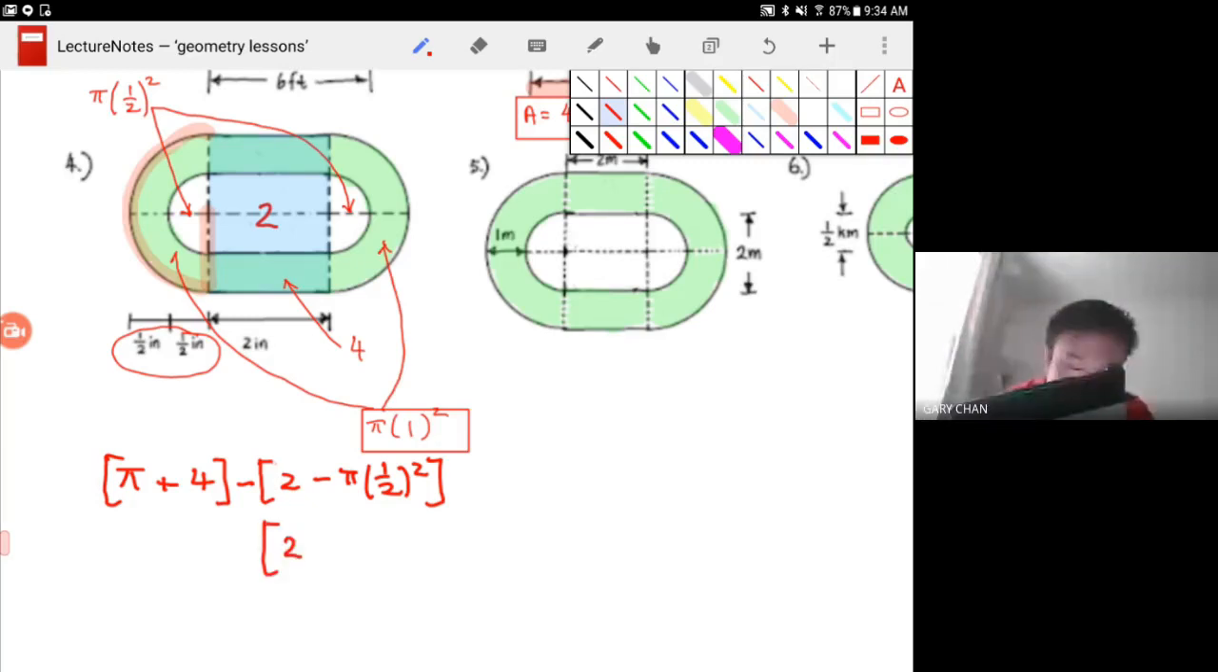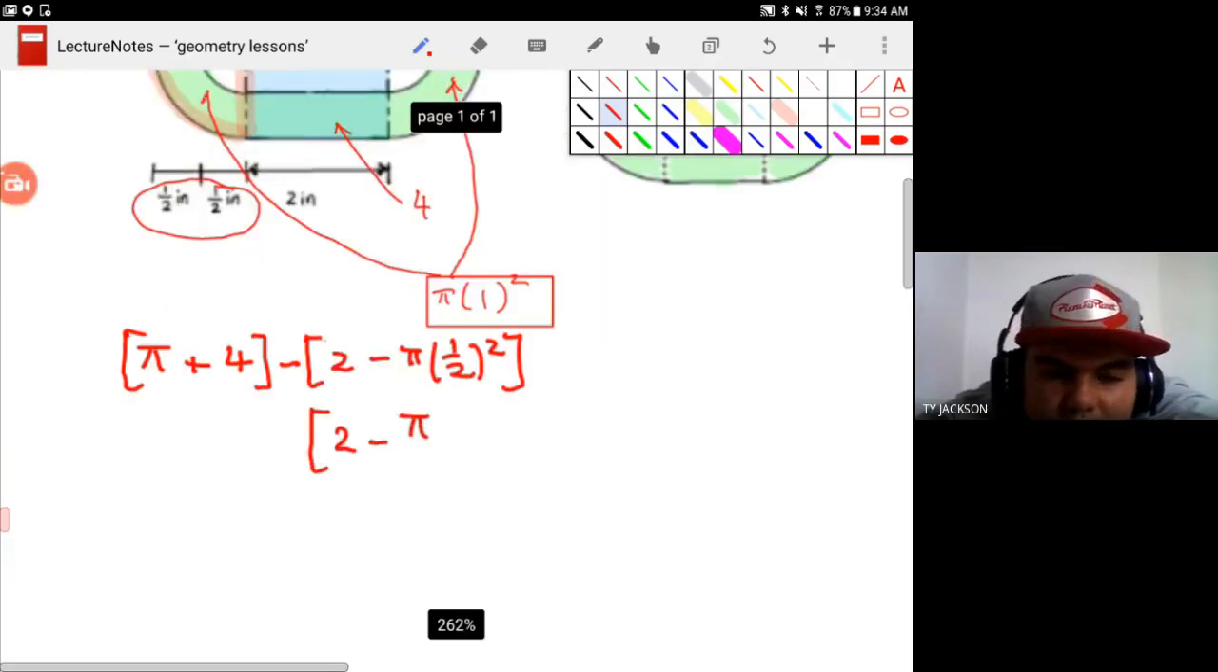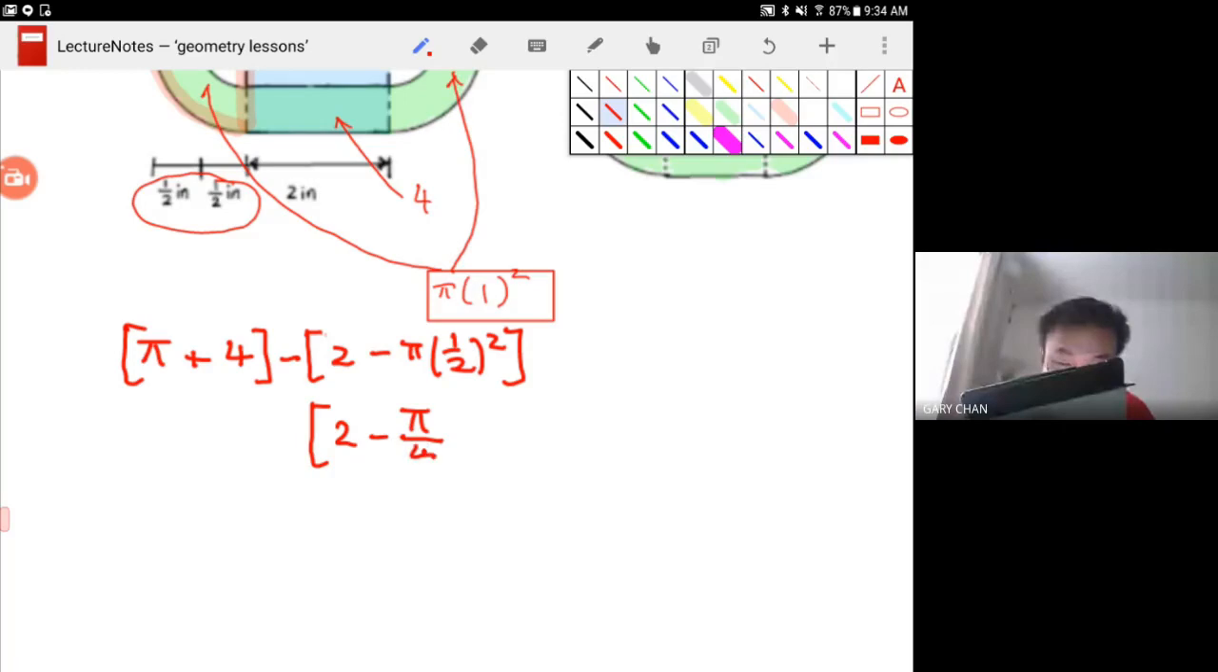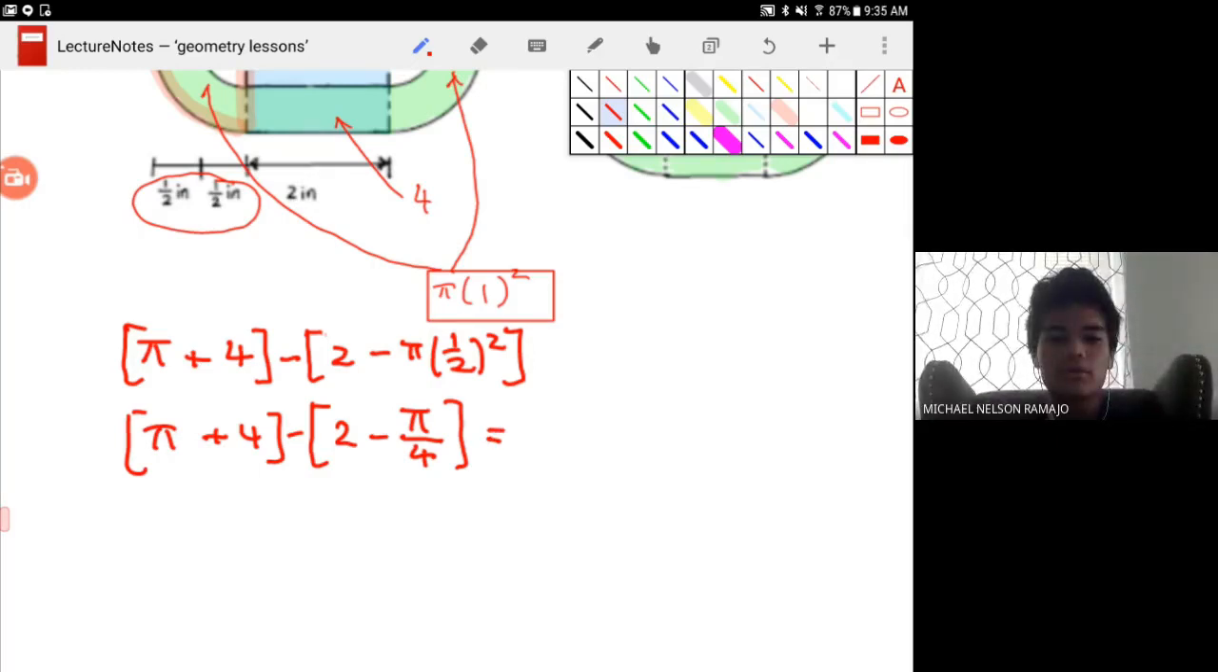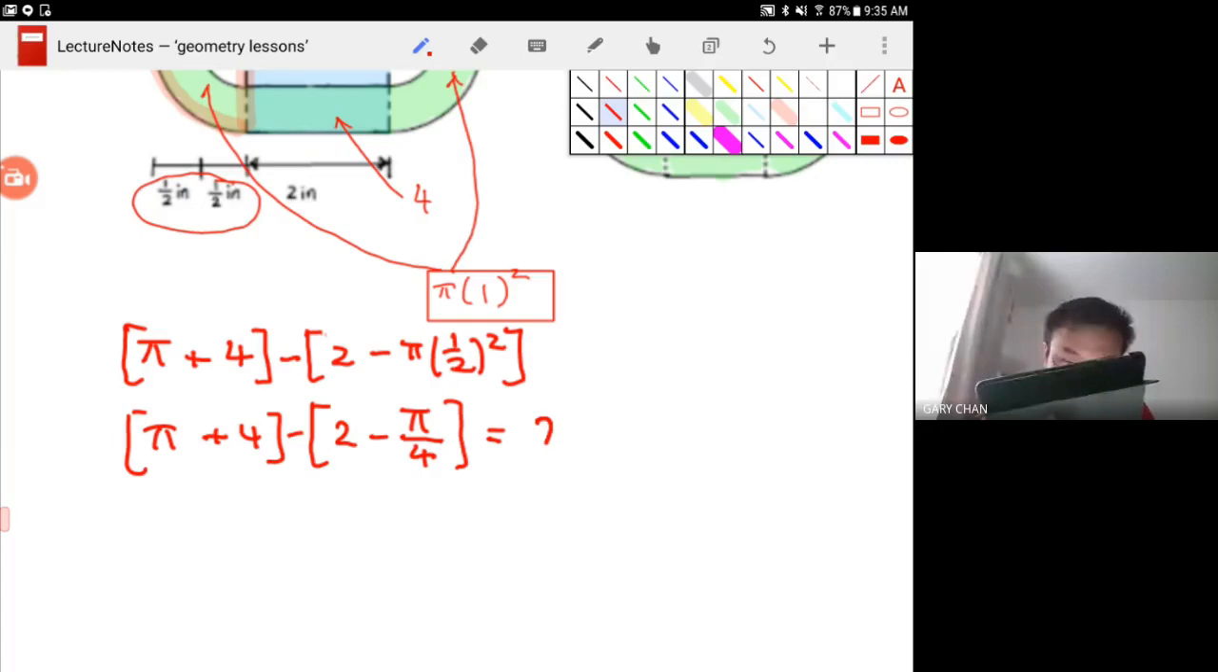So in here, we have 2 minus pi, 1/2 times 1/2. One more time, what is that? That's 1/4. So it's pi over 4. And then over here, I have pi plus 4. And we're going to be subtracting them. So what's 4 minus 2, Michael? 2. And I have pi minus pi over 4. What's pi minus pi over 4?